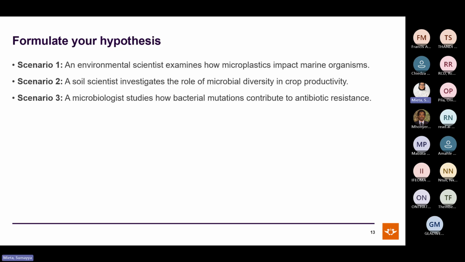So the first one is, an environmental scientist examines how microplastics impact marine organisms. What would the hypothesis be for this environmental scientist? The second one, a soil scientist investigates the role of microbial diversity in crop productivity. What would your hypothesis be for the soil scientist? And the third one is, a microbiologist studies how bacterial mutations contribute to antibiotic resistance.